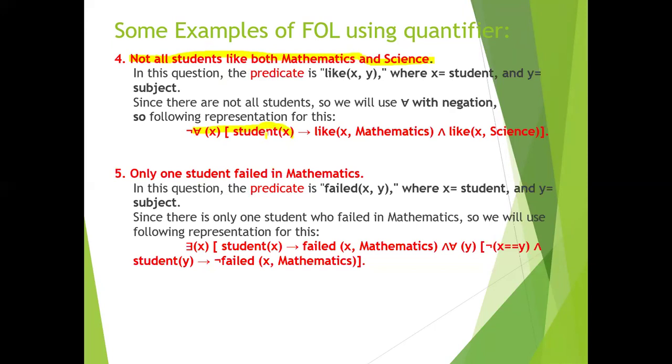If X is a student, then X will like mathematics and X will like science. Here they are given in the question "and", so here we'll be using and. And at last, we are given the negation symbol. That means not all students.